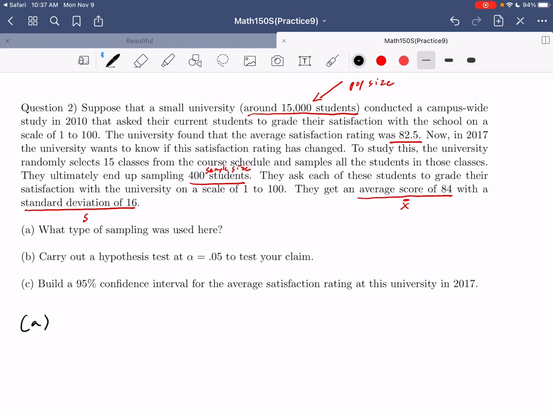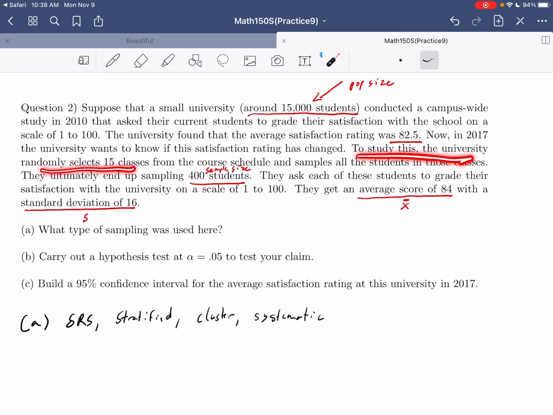We'll talk about the sampling first. So what type of sampling was this? Again, that's SRS, stratified, cluster, or systematic. Well, we can rule out systematic right away. There's no mention of taking like every 10th student or every 20th student. Instead, really all the information about how they did this study is right here.